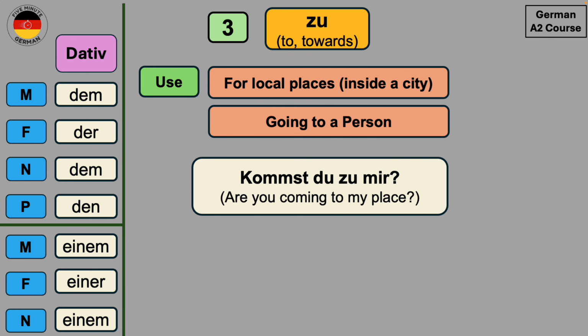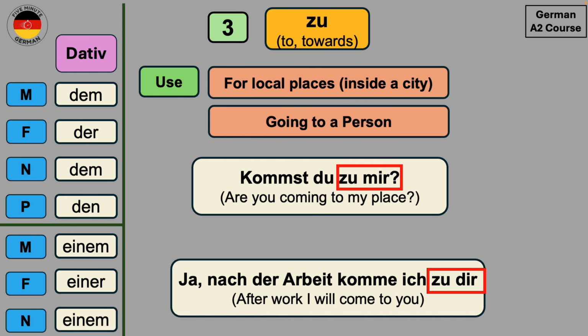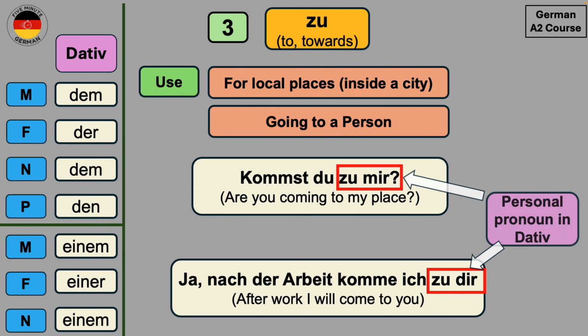We can also use this in questions. For example, if somebody asks me, kommst du zu mir? Are you coming to my place? Then you see after zu I have used mir, which is the personal pronoun in dative. And as an answer I can say, ja, nach der Arbeit komme ich zu dir. After work I will come to you. And over here, dir is also a personal pronoun in dative for second person singular.